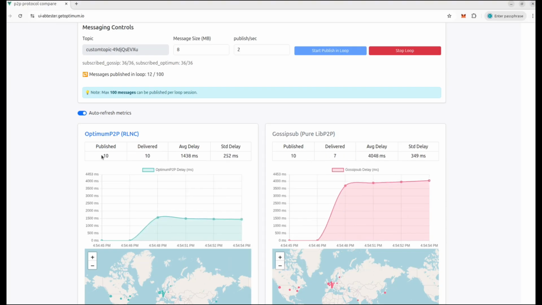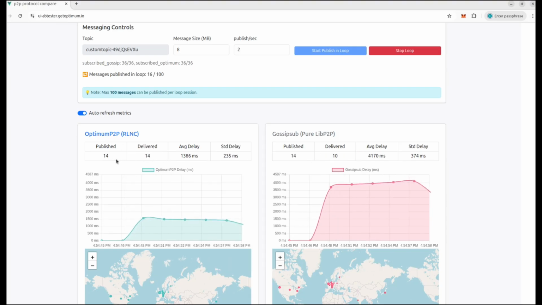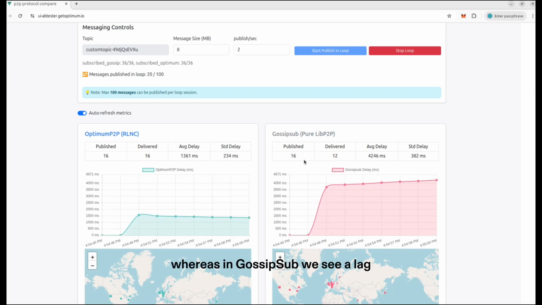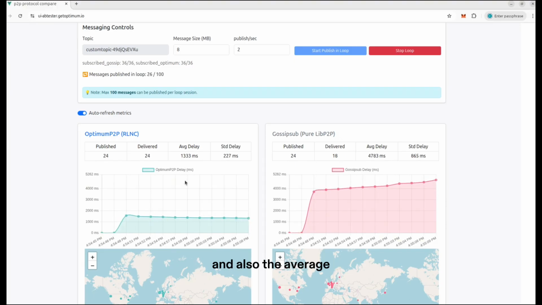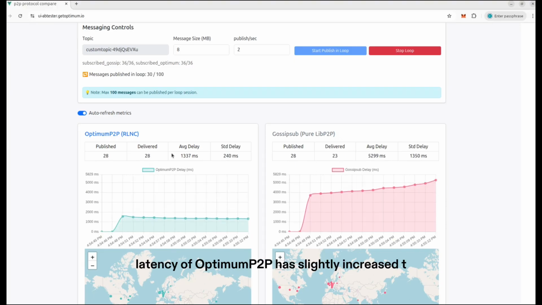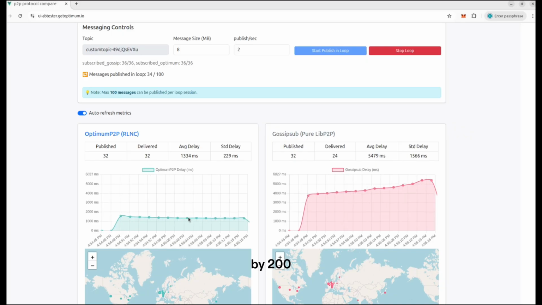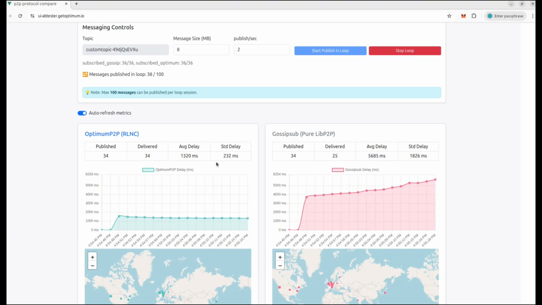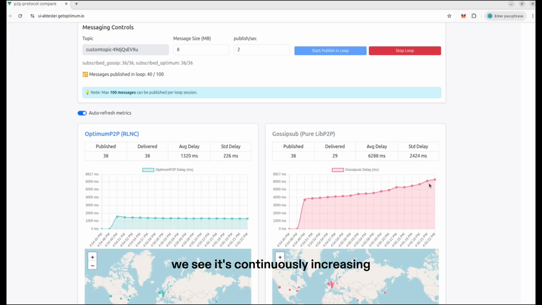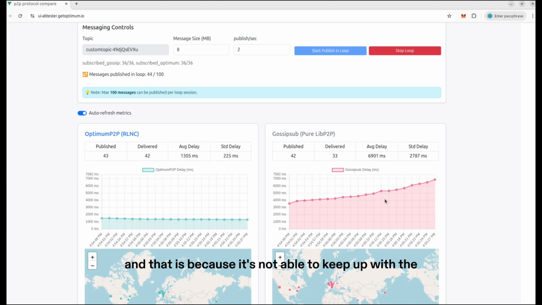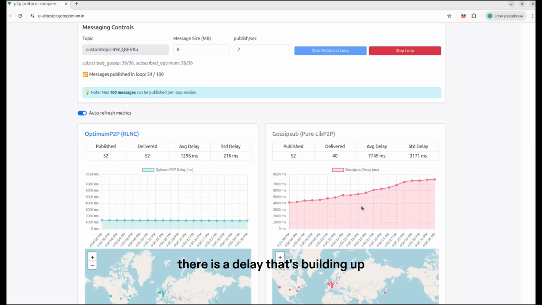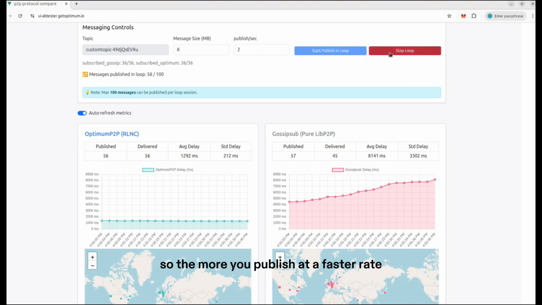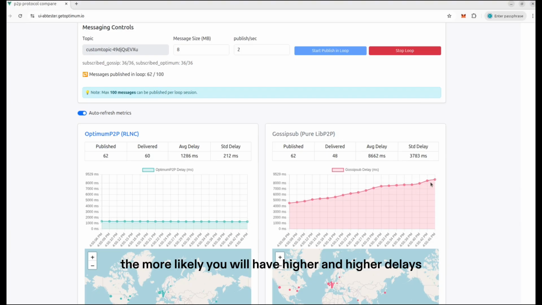As you see, the Optimum P2P network is delivering messages as they are published, whereas in GossipSub we see a lag. So far it's getting through, but the lag is getting bigger. Also, the average latency of Optimum P2P has slightly increased by about 300 milliseconds, whereas on GossipSub it's continuously increasing, because it's not able to keep up with the delivery of messages with respect to the rate of publishing. Essentially, there is a delay building up. The faster the rate at which you publish, the higher the delays become.